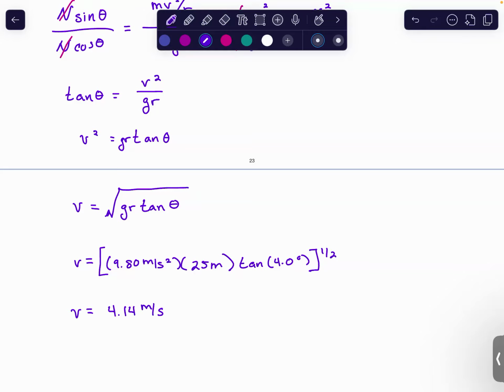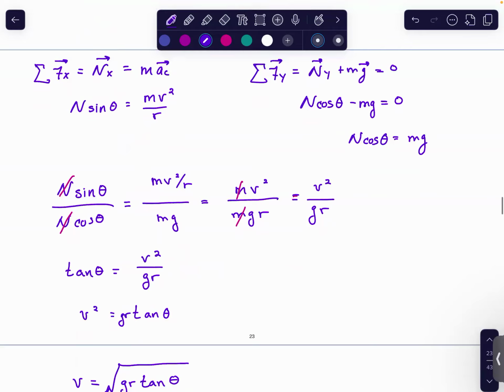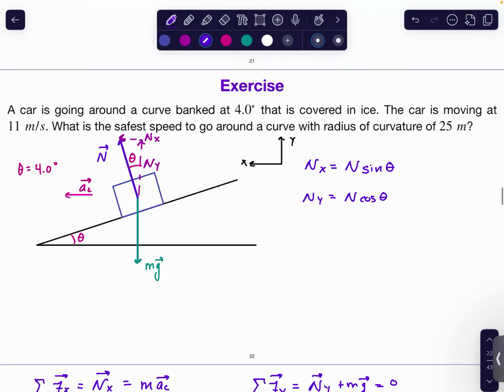Which, if you're in a car, is really slow. Do any of the athletes run about 4 meters per second? A horse could do it.